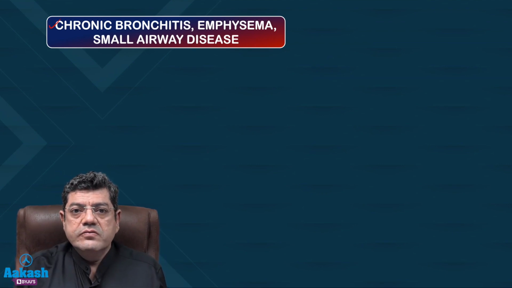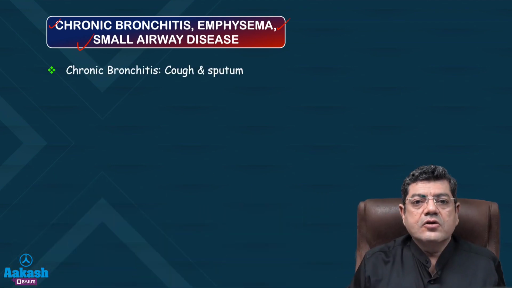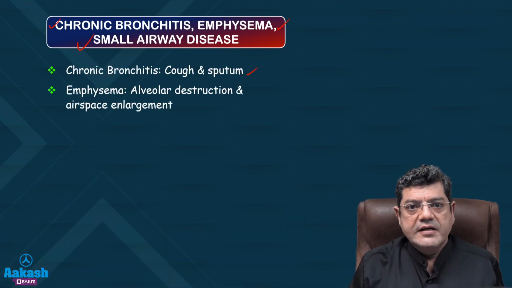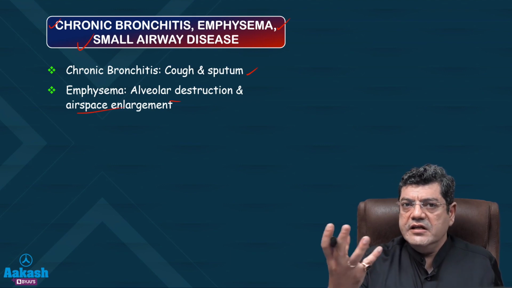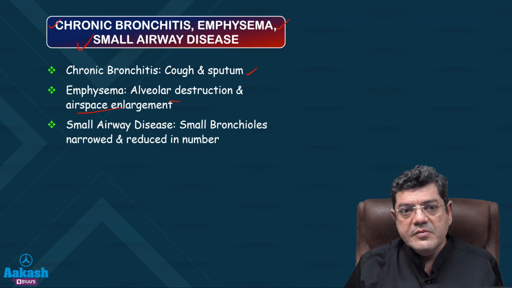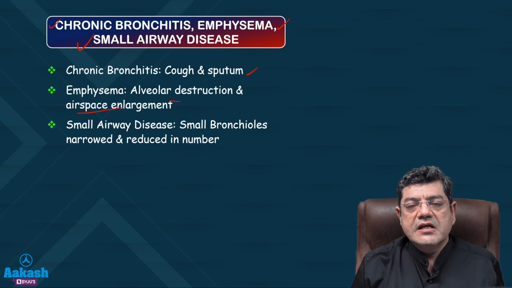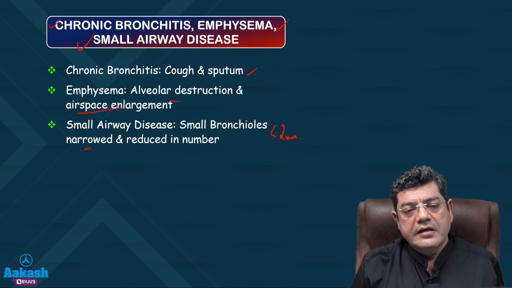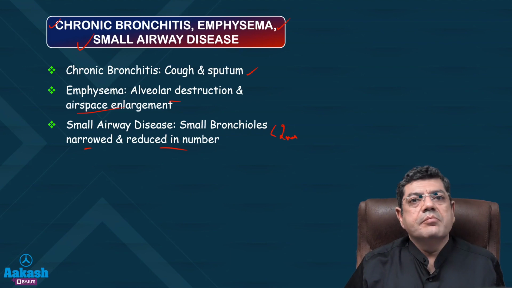All these three you will see coexist together in the same patient. Cough and sputum is chronic bronchitis, alveolar destruction and consequent enlargement of the air spaces is emphysema, and small airways disease is when the airways less than 2 millimeter in diameter are affected. They are narrowed down and they are also destroyed and reduced in number.